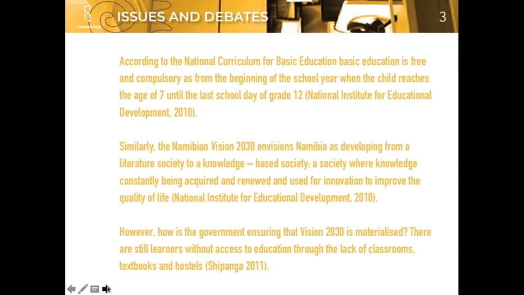Similarly, the Namibian Vision 2030 envisions Namibia as developing from a literate society to a knowledge-based society, a society where knowledge is constantly being acquired and renewed and used for innovation to improve the quality of life. However, how is the government ensuring that Vision 2030 is materialized? There are still learners without access to education due to the lack of classrooms, textbooks, and hostels.